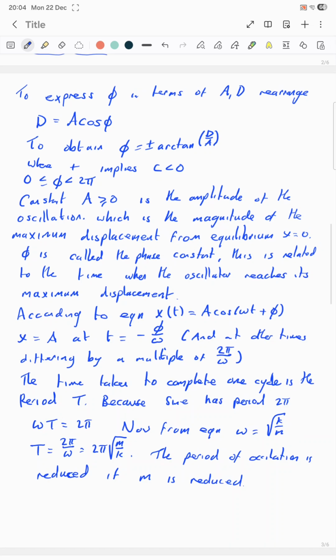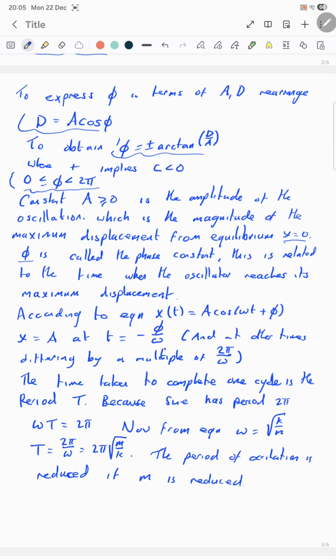Now to express phi in terms of c and d, we rearrange the above equation to obtain phi equals plus or minus arctan of d over c, where phi is bound between 0 and 2 pi. Now the constant A is greater than or equal to 0, and is the amplitude of the oscillation, which is the magnitude of the maximum displacement from equilibrium. That's when x equals 0.